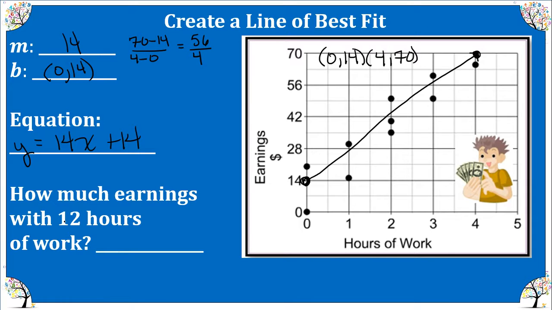So how much earnings with 12 hours of work? So we want to know how much money, and 12 hours is x. So we're going to replace x with 12. So that's a lot of hours working in a day. This person's also not getting enough sleep. So it looks like $168.